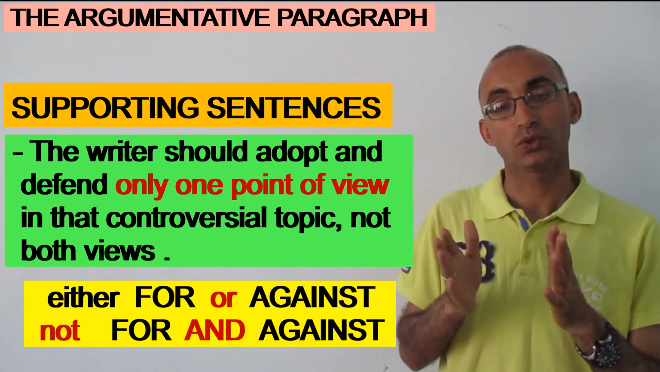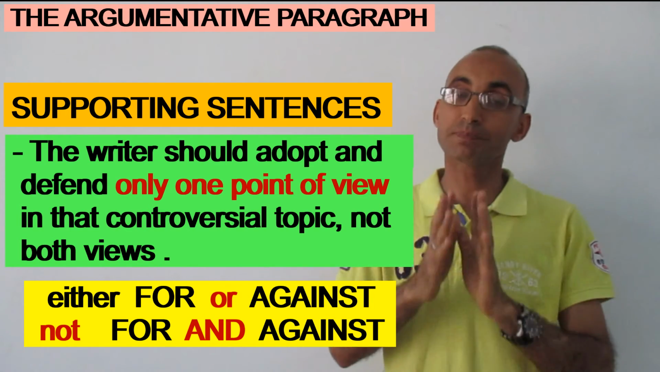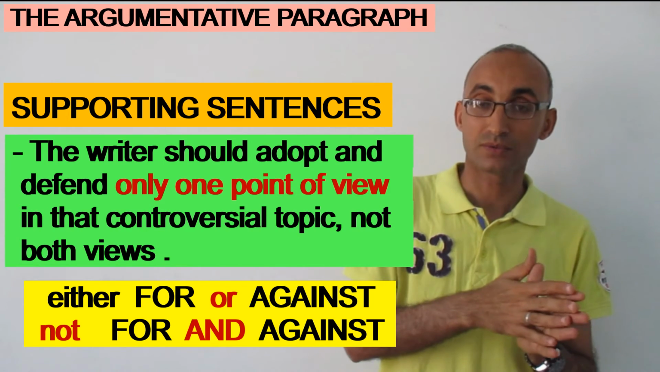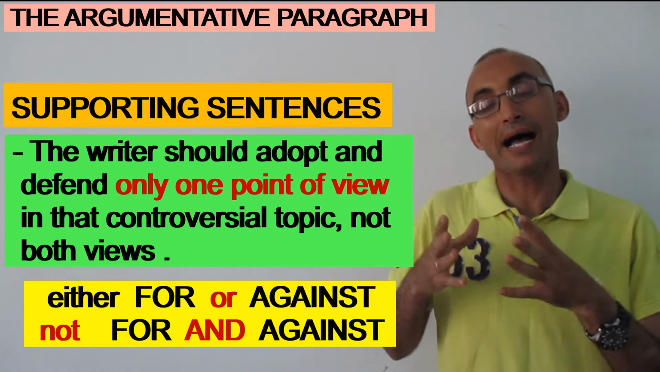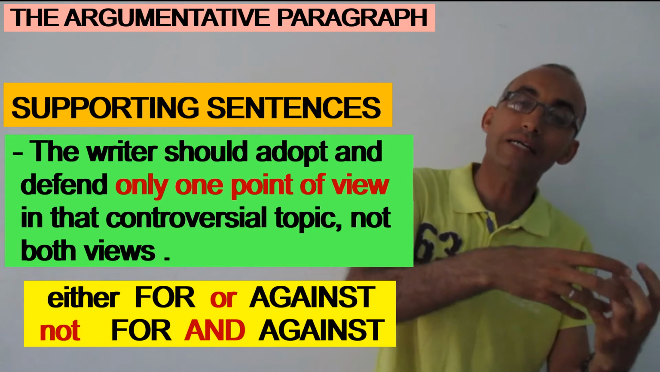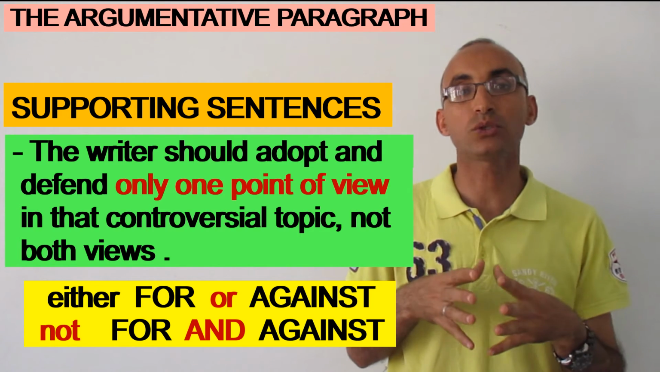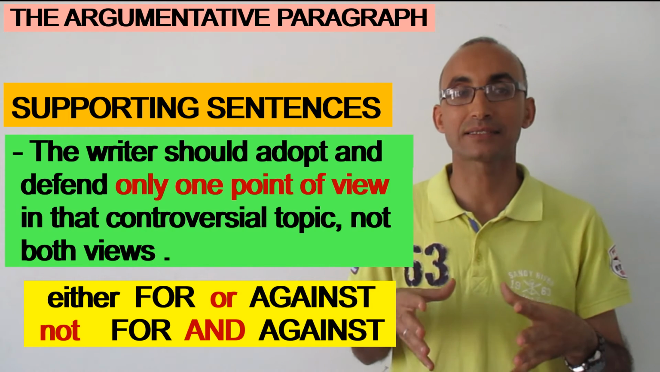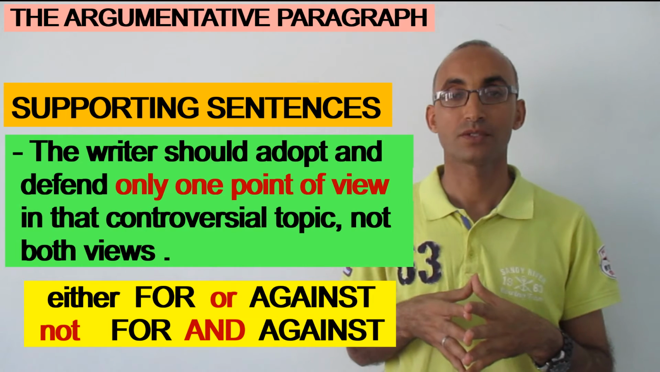Example, speak about ads. Either you defend the point of view which agrees that ads are useful, or the point of view which agrees that, for example, ads are harmful. But never speak about how ads are useful, and prove at the same time, in the same paragraph, how they are harmful. The argumentative paragraph includes only one point of view you are arguing for. It's either for or against, but never for and against.